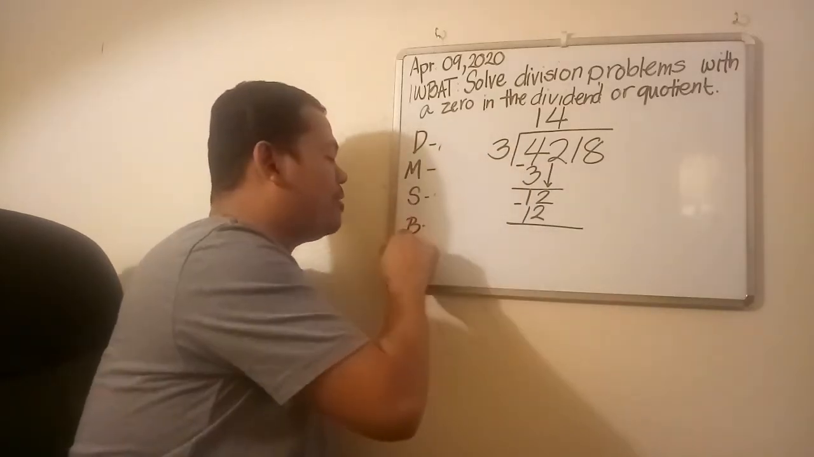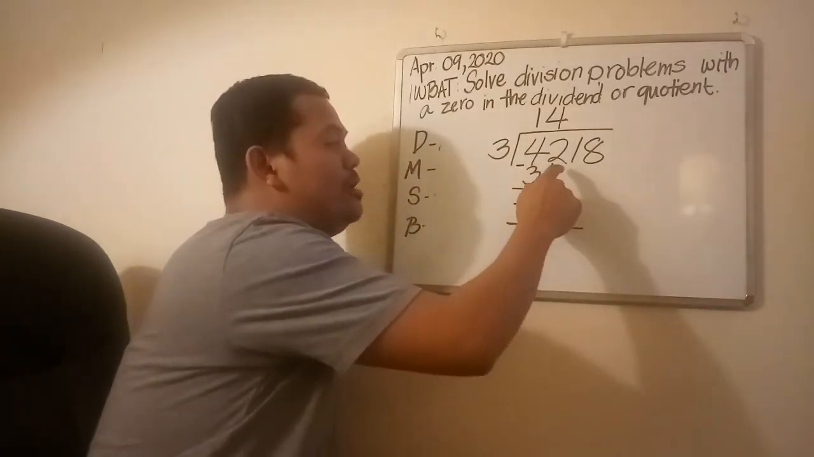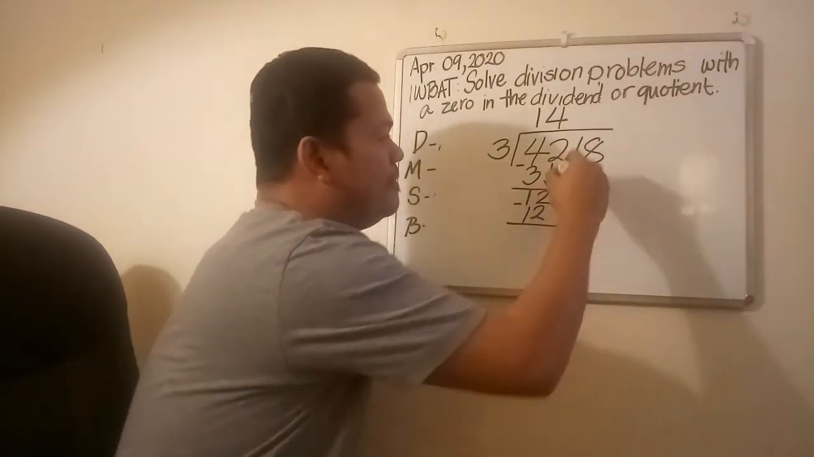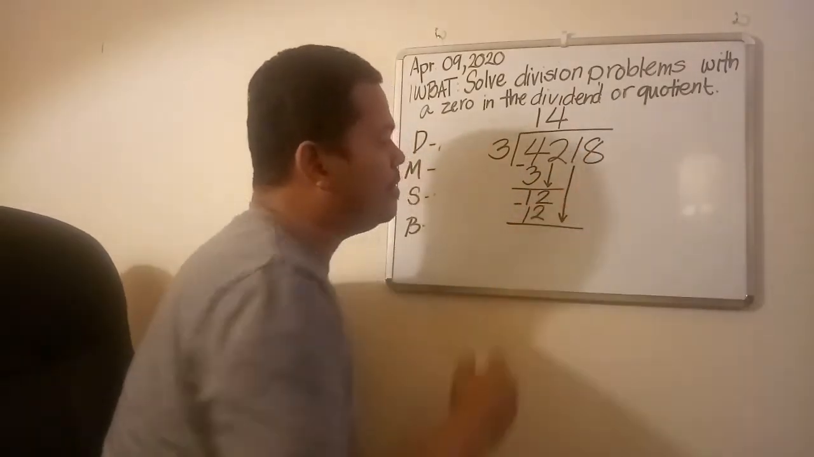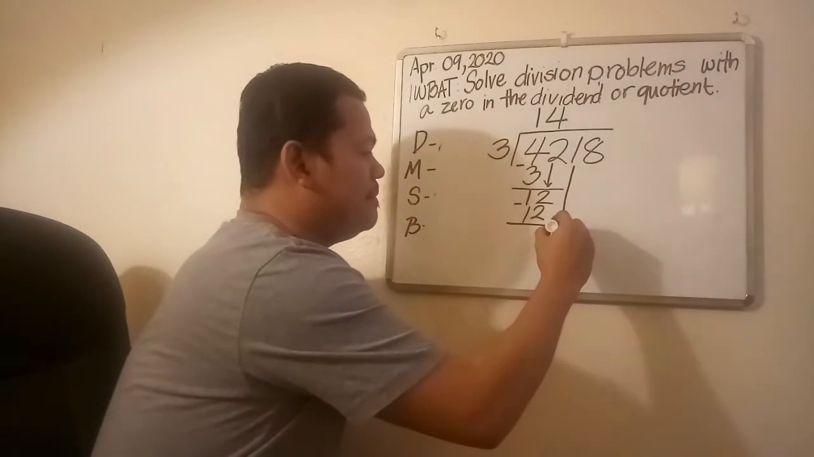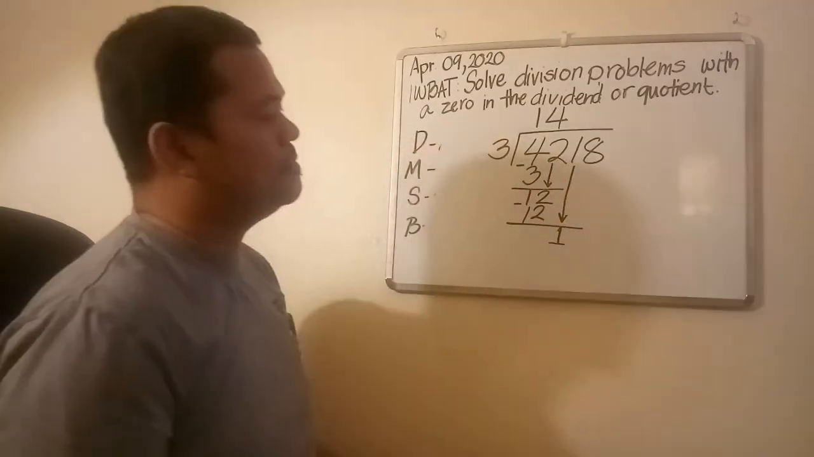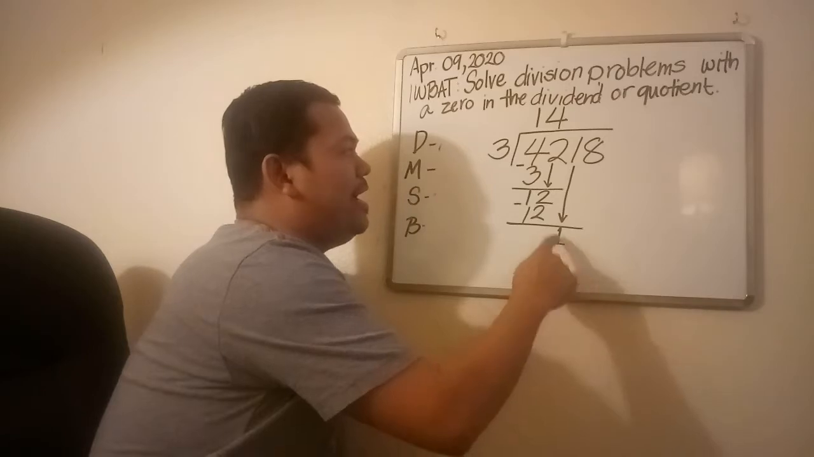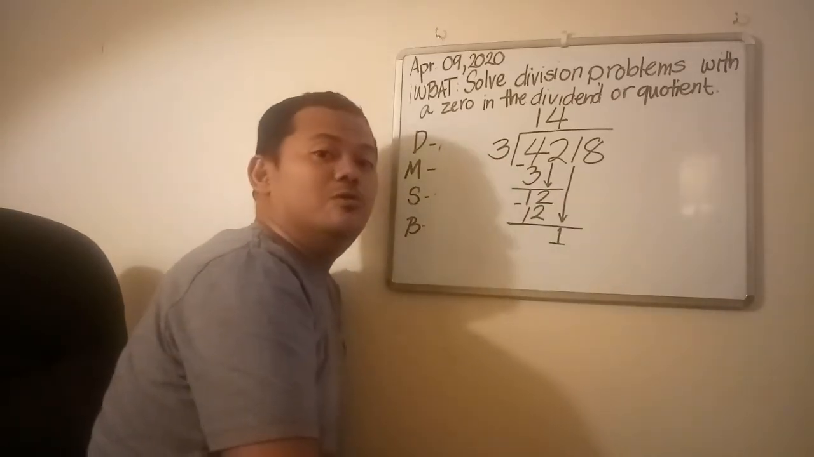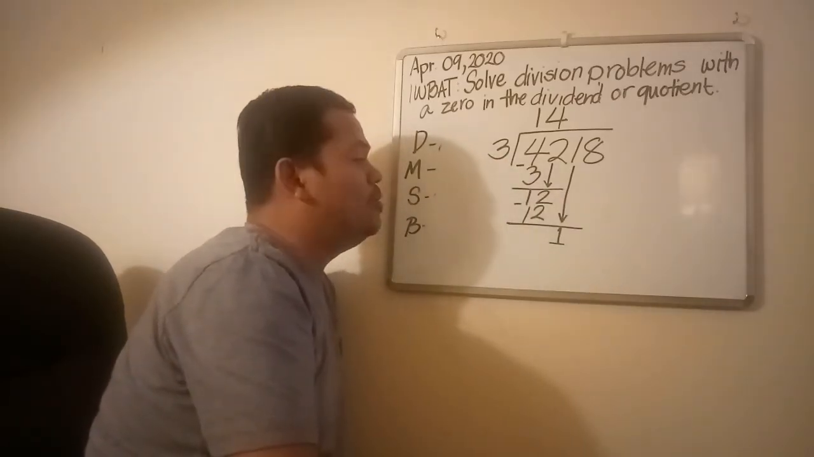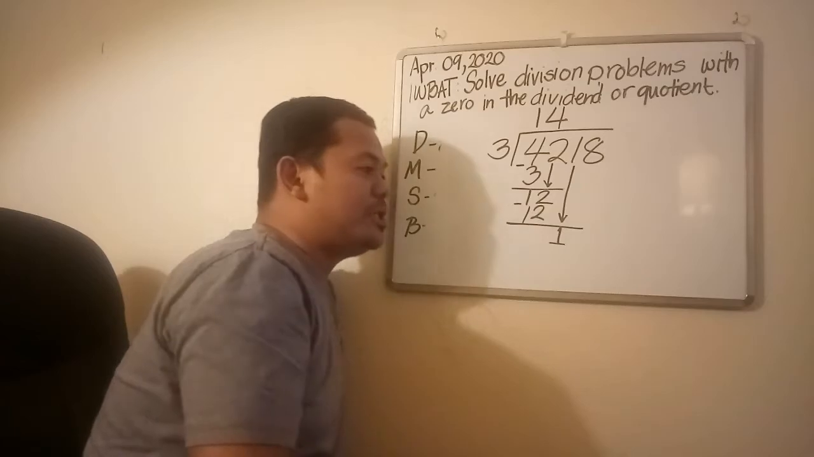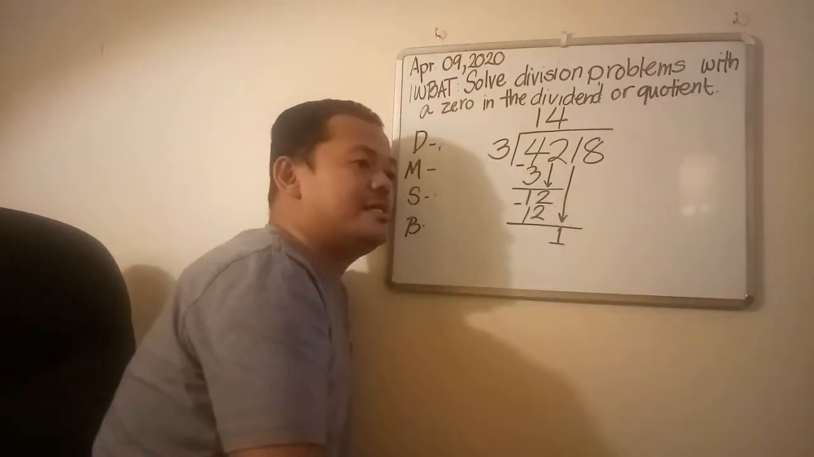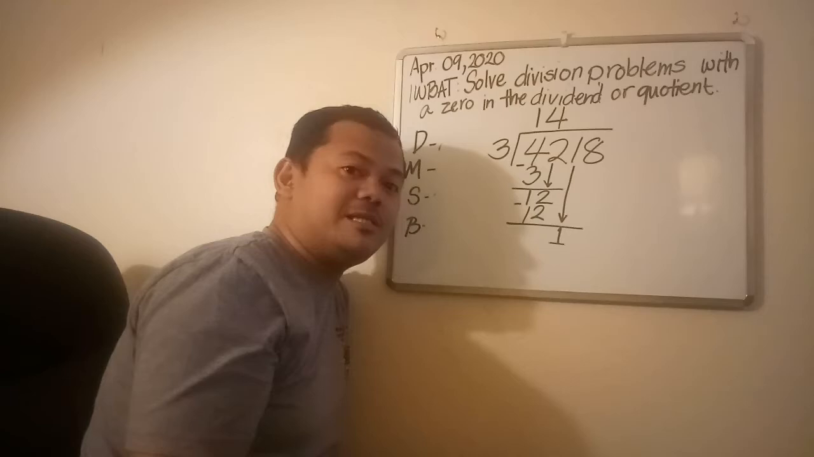Okay? After we subtract, what's next? We're going to bring down the number next to 2, which is 1. There you go. So 1. Is 1 bigger than 3? No. Okay? 1 is smaller than 3. So, when we divide 1 divided by 3, can't be, right?